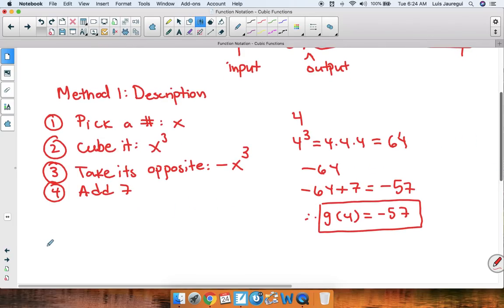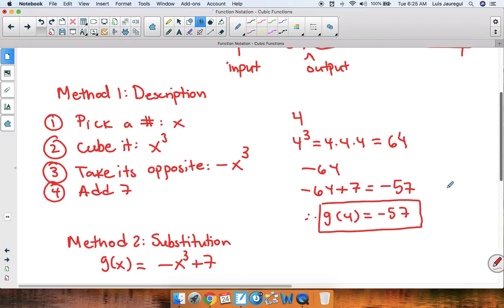Method 2 is what we refer to as the substitution method. And what are we going to do here? Well, we're going to substitute in the value of positive 4 into every single x that we find into the originally defined function. So recall that g of x is equal to, in this case, the opposite of x cubed plus 7.